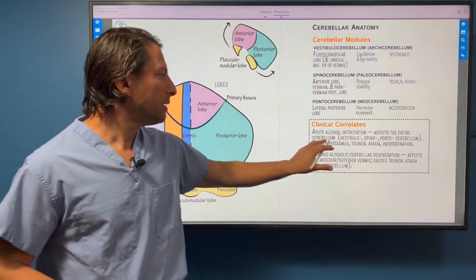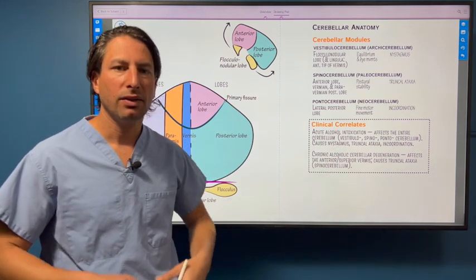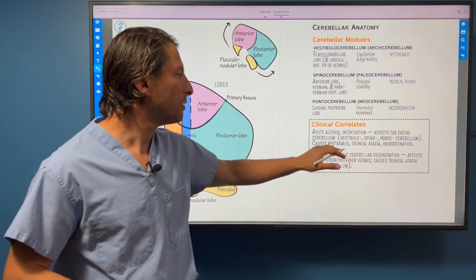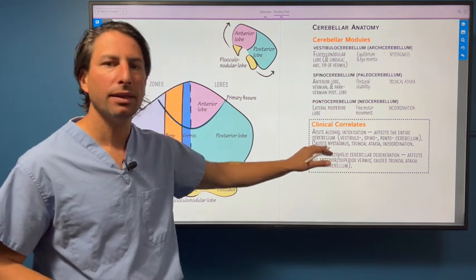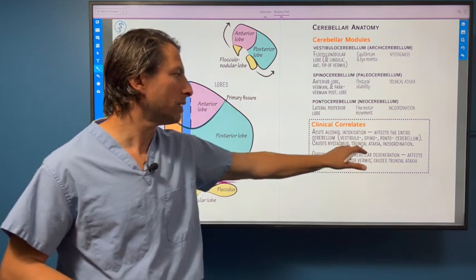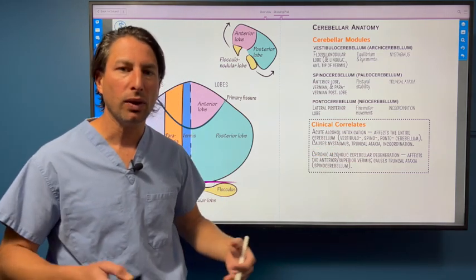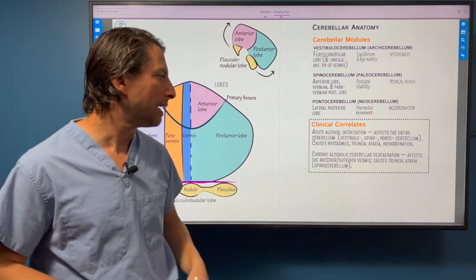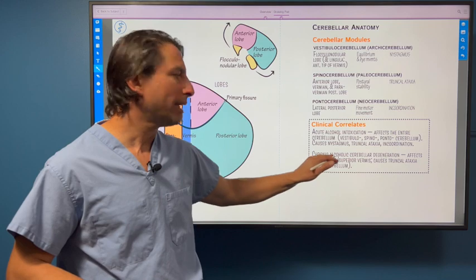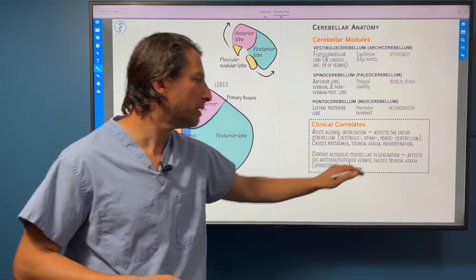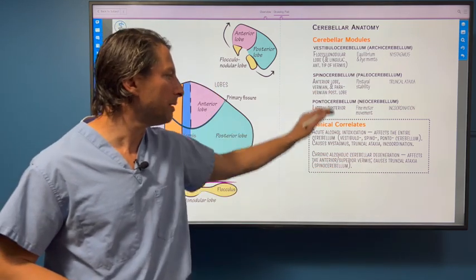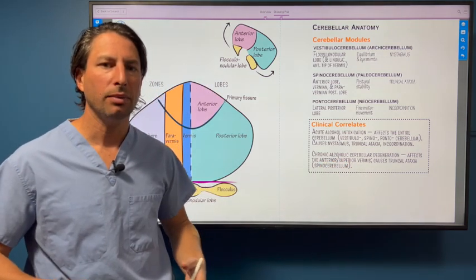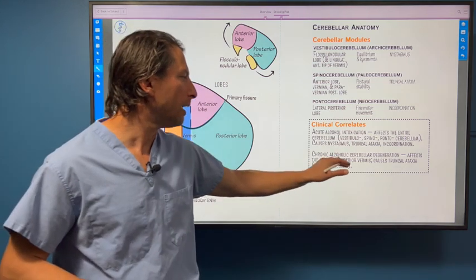Key clinical correlations: acute alcohol intoxication is going to affect the entire cerebellum, so all three modules will be affected. So patients who are inebriated will display nystagmus, truncal ataxia, and then they'll have incoordination. And on exam testing, finger-to-nose testing is going to demonstrate ataxia. In contrast, chronic alcoholic cerebellar degeneration affects the spinocerebellum, so truncal ataxia is the key singular motor manifestation of chronic alcoholic cerebellar degeneration.